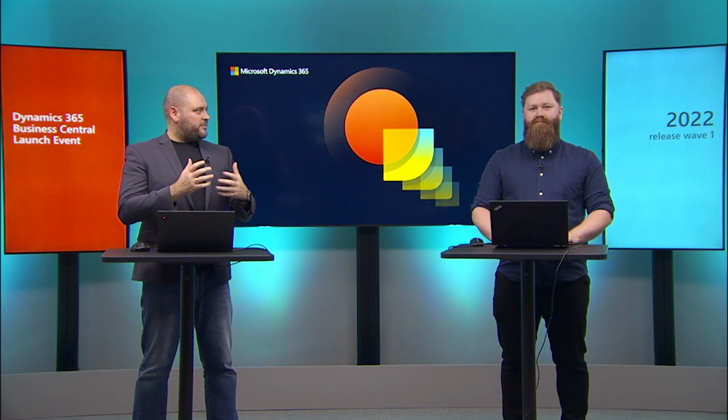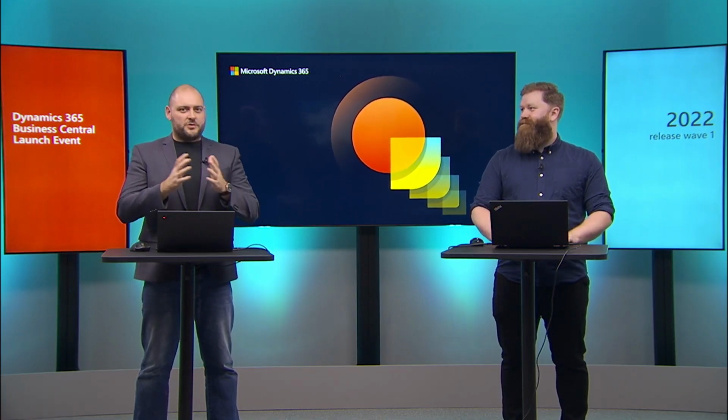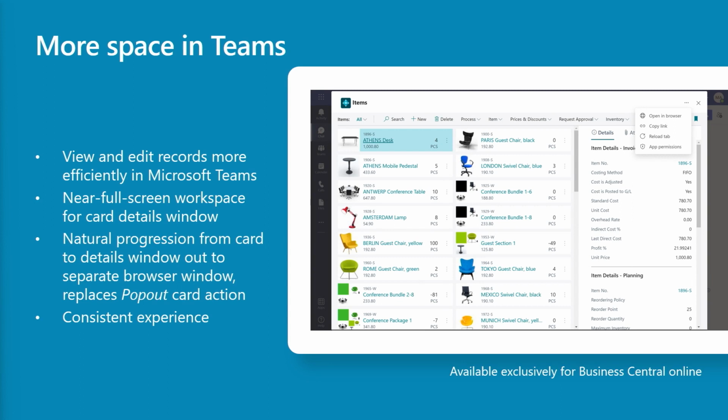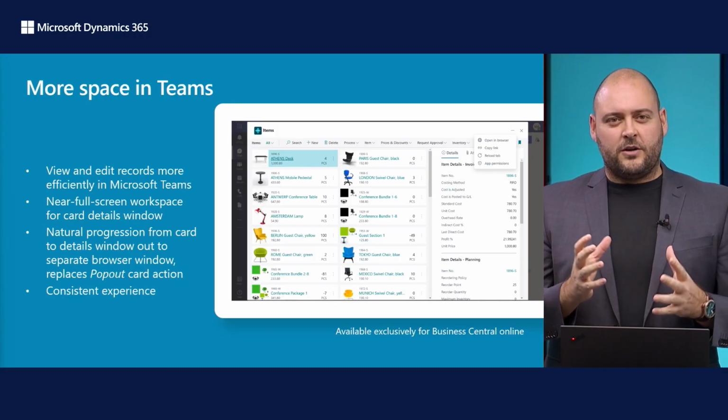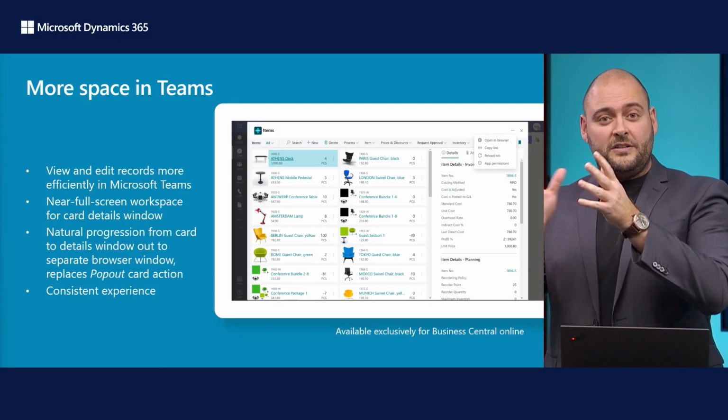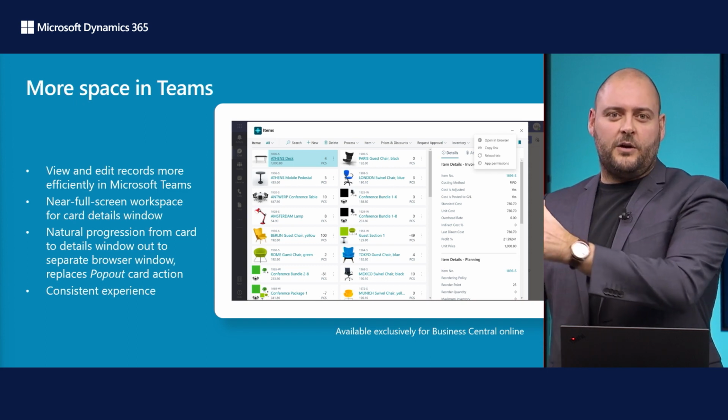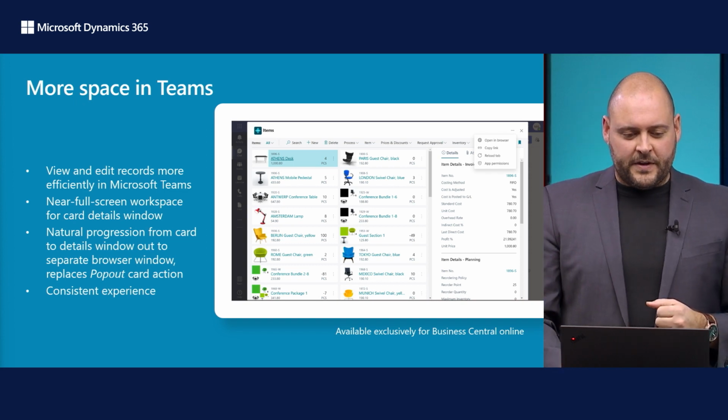So there's a familiarity and consistency as users switch between using Outlook, using Teams, using the Business Central web client. And along with that consistency comes, of course, so many fantastic features as well. So let's now summarize what we've just seen. We're giving you more space to work with your business data inside Microsoft Teams. And the recipients of a card can go from viewing the card, to viewing the details inside Teams, to popping that out into its own window as well.